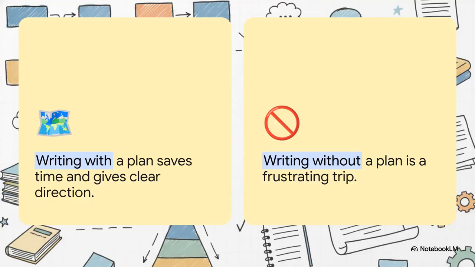So have you ever started writing, your fingers just flying across the keyboard, only to stop a few paragraphs in and realize you've completely lost your own plot? Yeah, that happens when you don't have a plan. Writing without a plan is exactly like going on a massive road trip without a map. You might end up somewhere, but definitely not where you wanted to be. It's frustrating, and you just end up wandering way off topic.